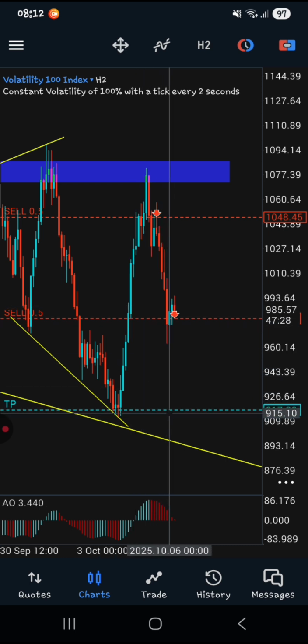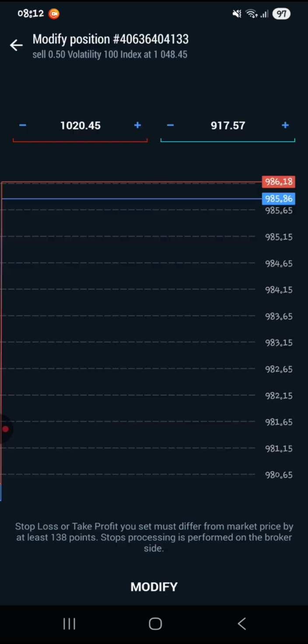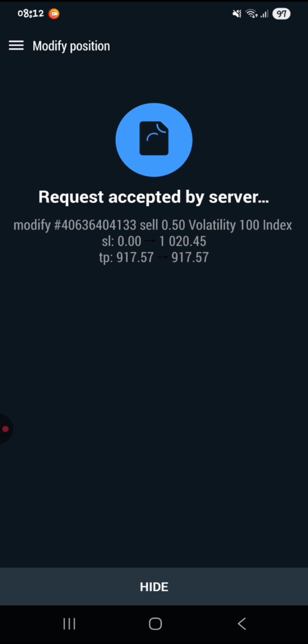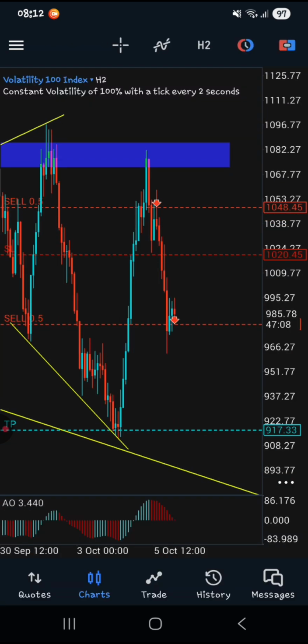So for this one, what I want to do is trail my stop loss. Maybe I can place my stop loss somewhere around there. I just want to trail my stop loss so that I can secure my trades. And you must always do that. Secure your trade so that in case the market does whatever, you're safe. Then you just allow the market to play out on its own without many interruptions.